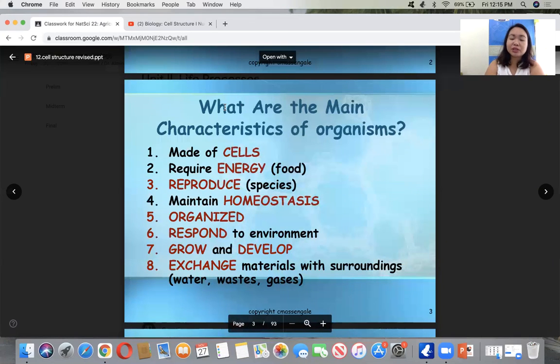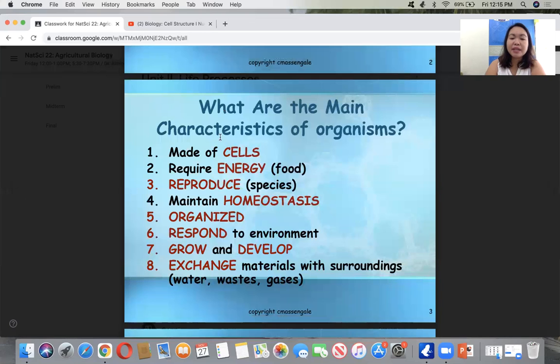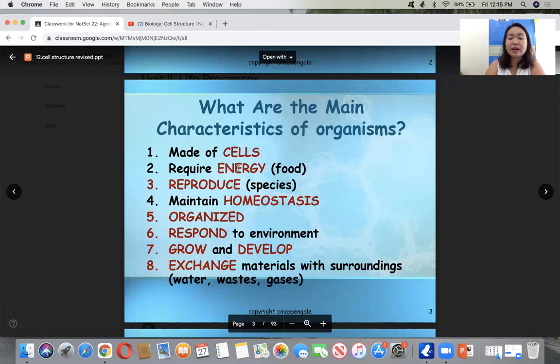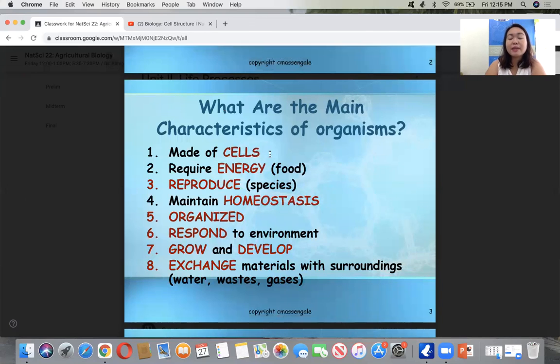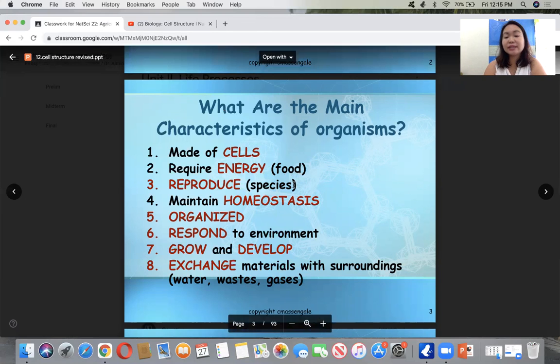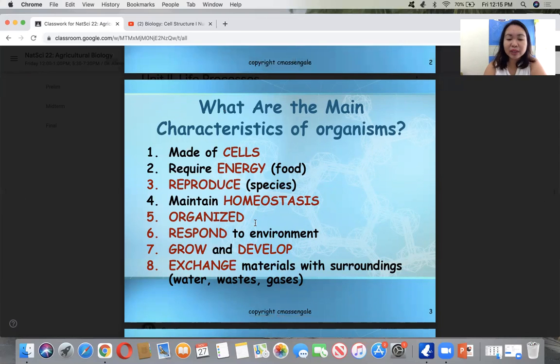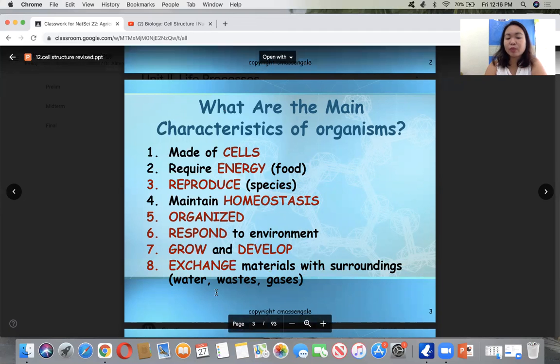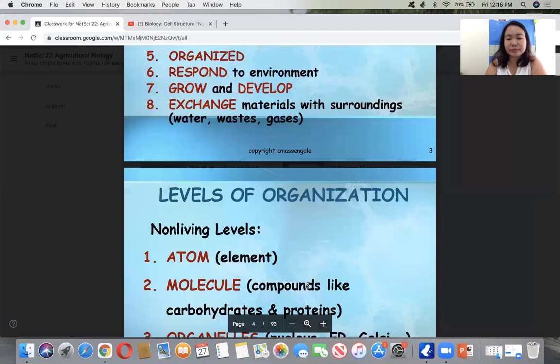As mentioned earlier, the main characteristic of an organism is that cells are the basic unit of life. All organisms are made up of cells, require energy as food, and reproduce their species. They maintain homeostasis, are very organized, and are capable of responding to the environment for growth and development, and exchanging materials with their surroundings like water, waste, and gases.